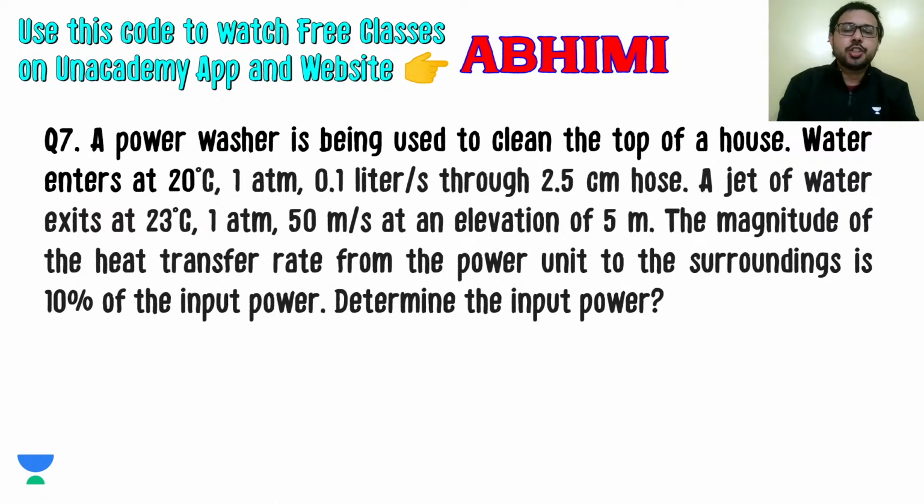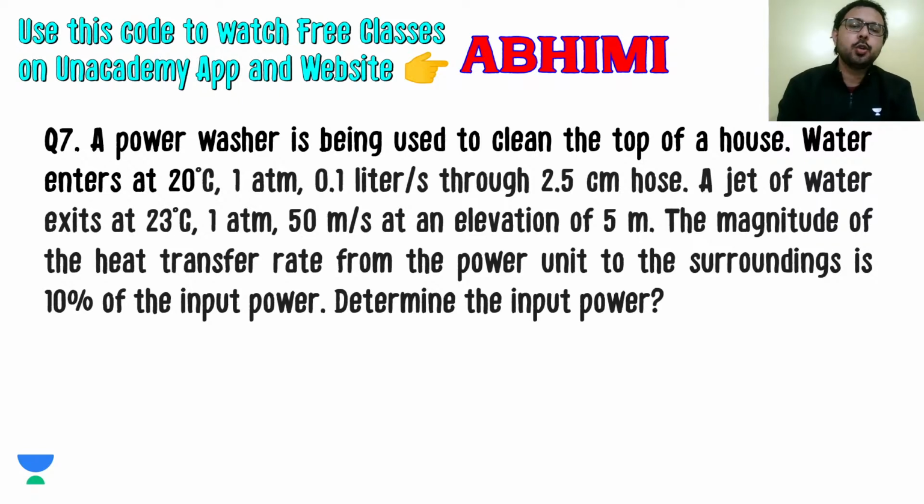A power washer is being used to clean the top of a house, and water enters at 20 degrees Celsius, 1 atmosphere, 0.1 liter per second through a 2.5 centimeter hose. A jet of water exits. So this same water exits at 23 degrees Celsius, 1 atmosphere, 50 meter per second at an elevation of 5 meter. The magnitude of heat transfer is asked.